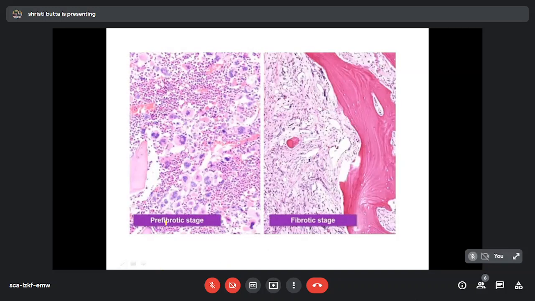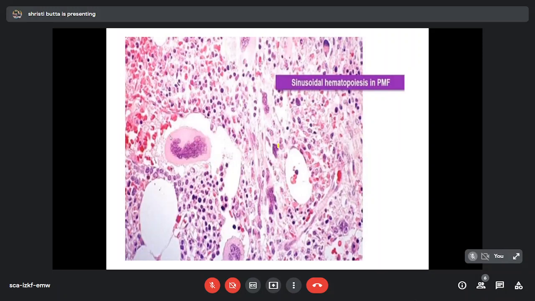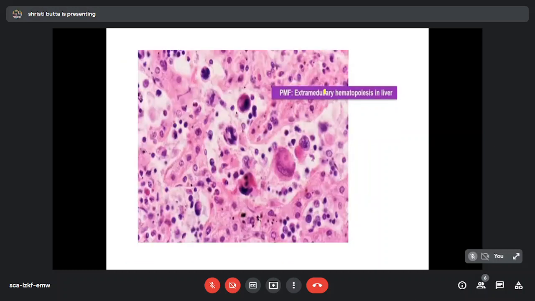Now, coming to the pre-fibrotic stage. Here you have a lot of megakaryocytes. Look at these megakaryocytes and granulocytes. And in the fibrotic stage, what you have is a lot of fibrosis here. Let's see the diagnostic criteria. We have also sinusoidal hematopoiesis noted in PMF.